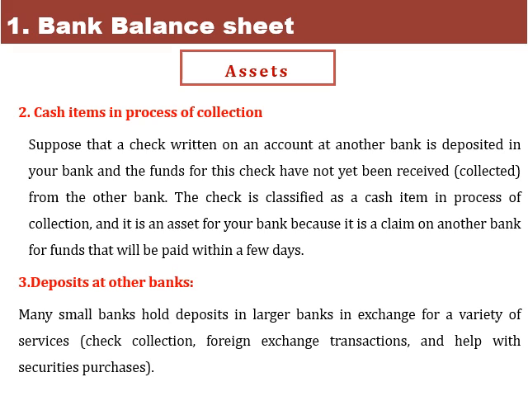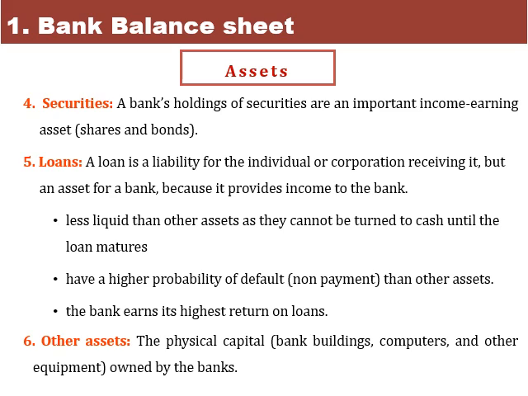The third item on the asset side is called deposits at other banks, where many small banks hold deposits in larger banks in exchange for a variety of services such as check collection, foreign exchange transactions, and help with security purchases. The fourth item on the asset side is called securities, which represent an important source of income for the bank, as we have explained in chapter 2.